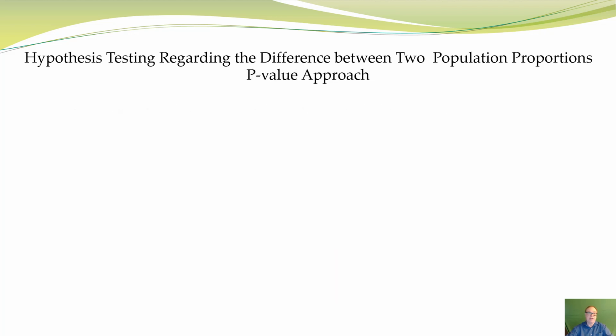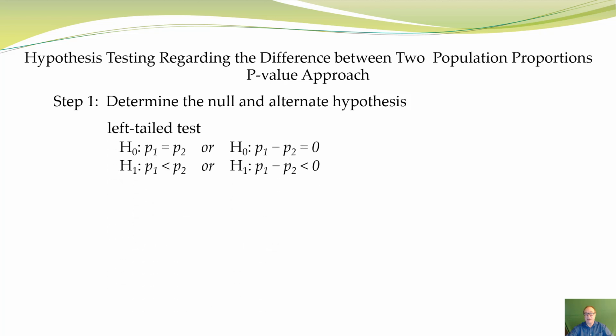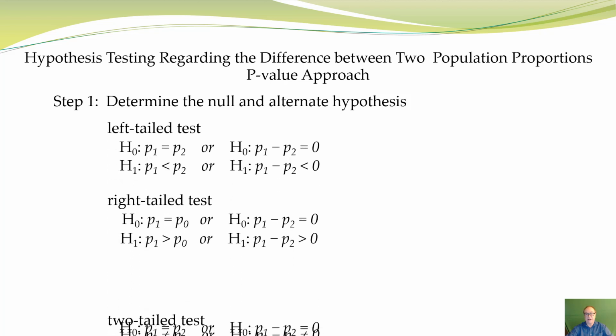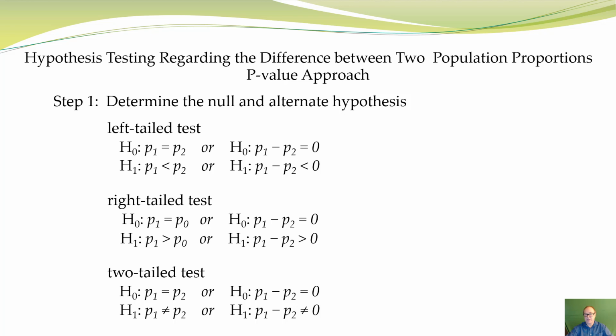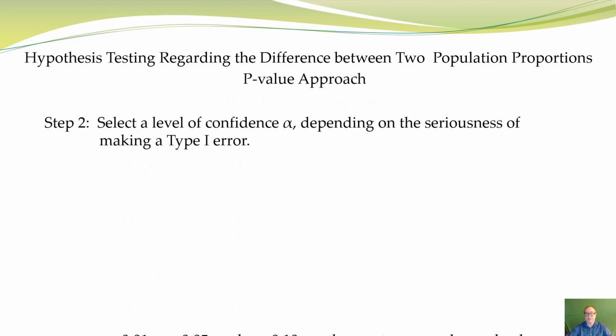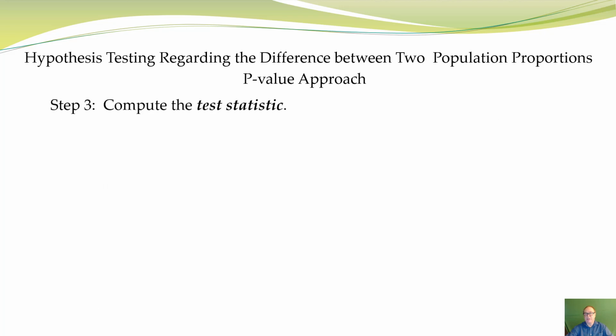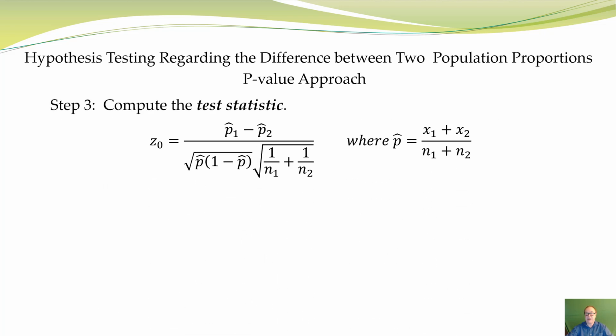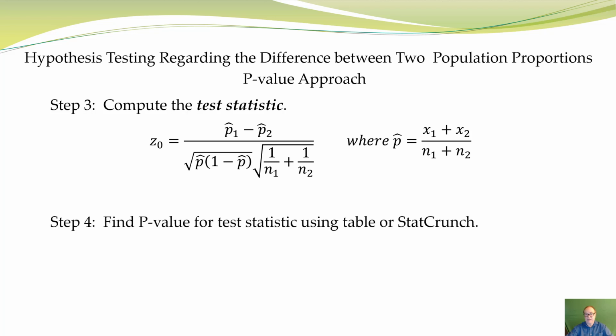The p-value approach, again, is very similar. Okay, the null and alternate hypothesis, left, right, and two-tailed test would be the same. Select level of confidence, alpha. Compute the test statistic. This is all the same as the classic approach. Now find a p-value. Test statistic using table or StatCrunch. Okay. Now when we run the hypothesis test on StatCrunch, you will be given the test statistic. You will be given the p-value. Okay. So you won't need to worry about using the formulas or the tables to find them.